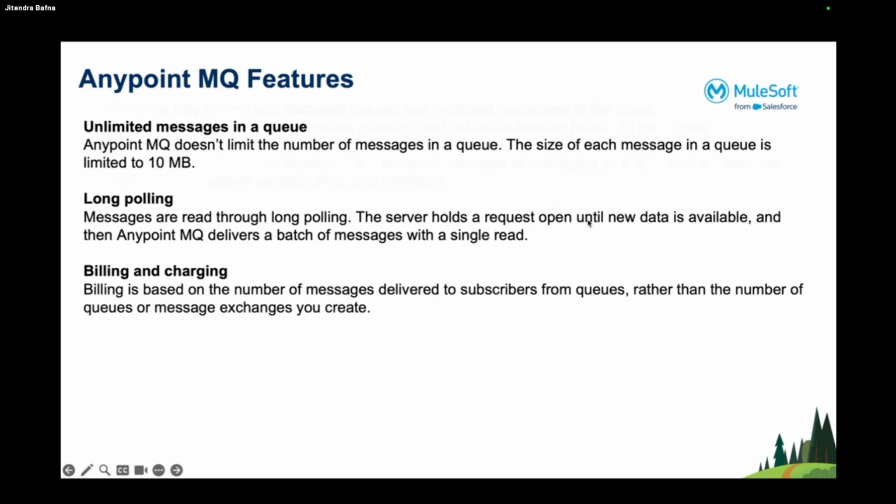Messages are read through long polling. So the server holds the request open until new data is available, and then Anypoint MQ delivers a batch of messages. You can also define a delay when you publish the message to the queue. Once you publish the message to the queue, it can be read after 10 minutes, basically. So such things are available. You can just set up a delay time or something like that.